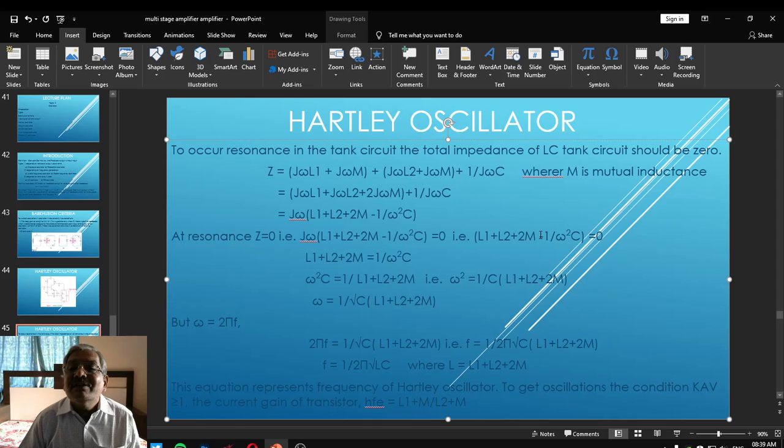By transferring minus 1 upon omega square C to the right side, we get L1 plus L2 plus twice M equal to 1 upon omega square C. Taking the reciprocal, we can say omega square C equal to 1 upon L1 plus L2 plus twice M. Therefore, omega square equal to 1 upon C into bracket L1 plus L2 plus twice M. Taking square root on both sides, omega is equal to 1 upon square root of C into L1 plus L2 plus twice M.